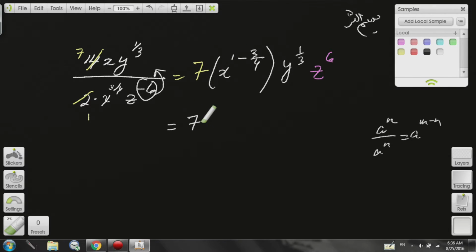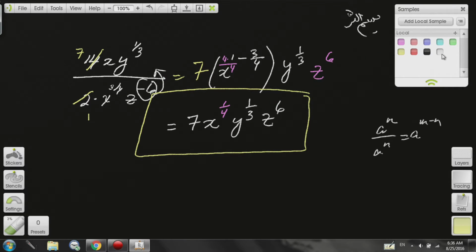Now, this is 7 times x, so 1/4 minus 3/4. Make the denominator the same, like this. So 4 over 4, 4 minus 3 is 1, so this becomes 1/4. And then y to the 1/3, z to the 6th. Okay, so we leave it like that. If you were to convert this into radicals, if you wanted, but that's where you want to leave the answer, because that's just simplified, unless they say put in radical form or anything.